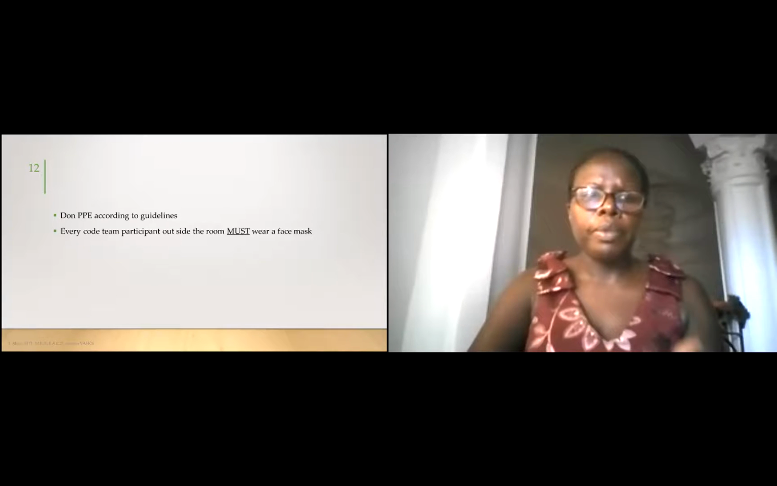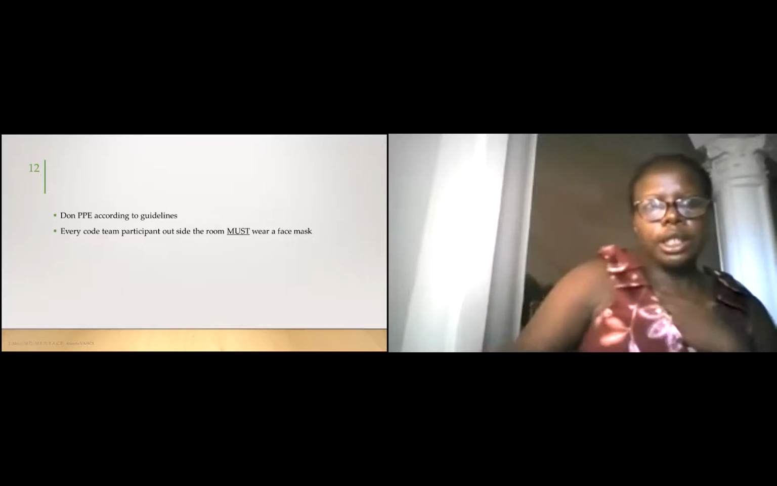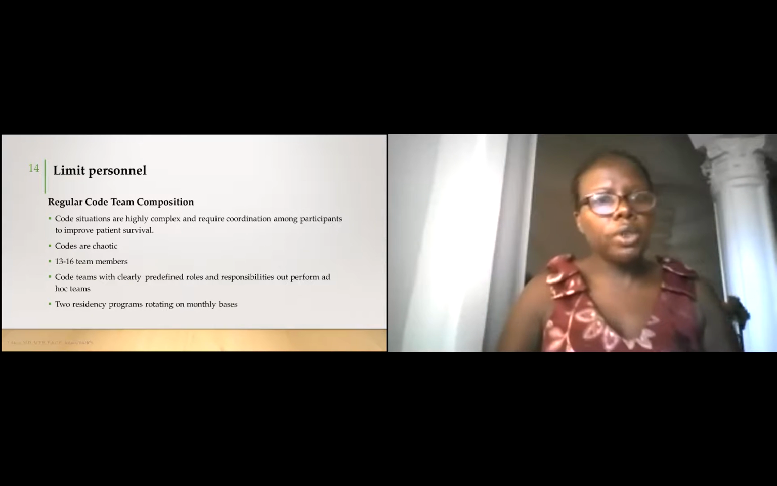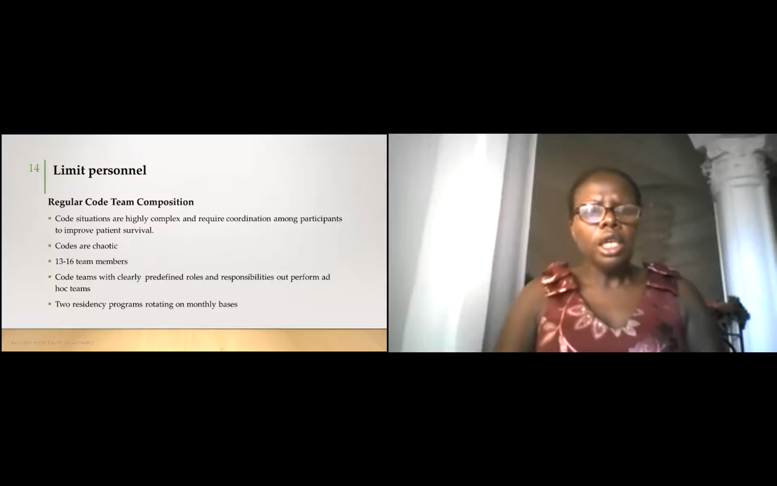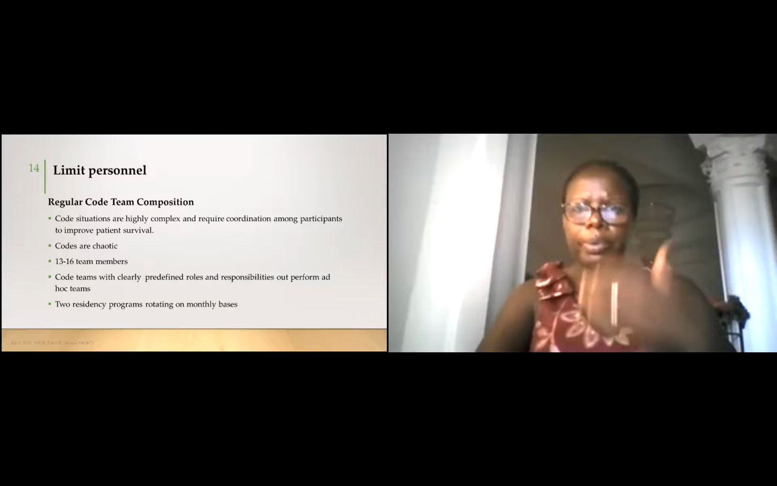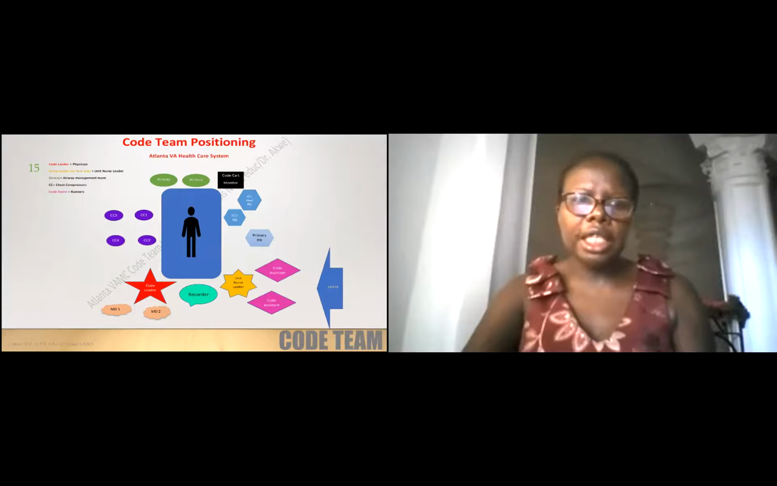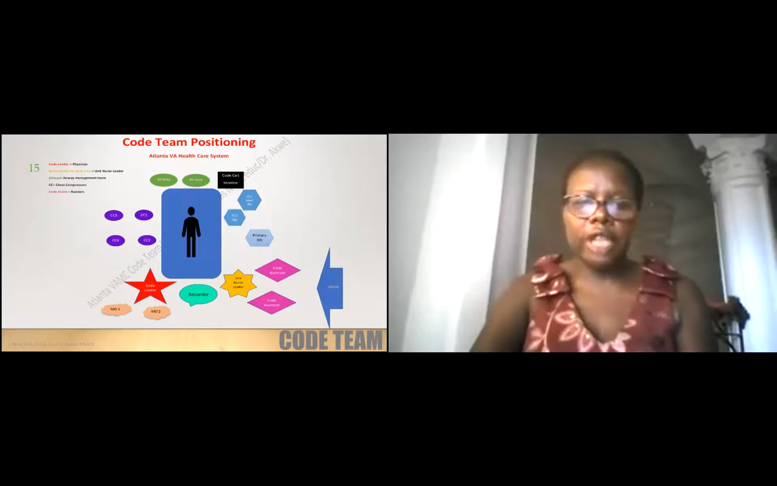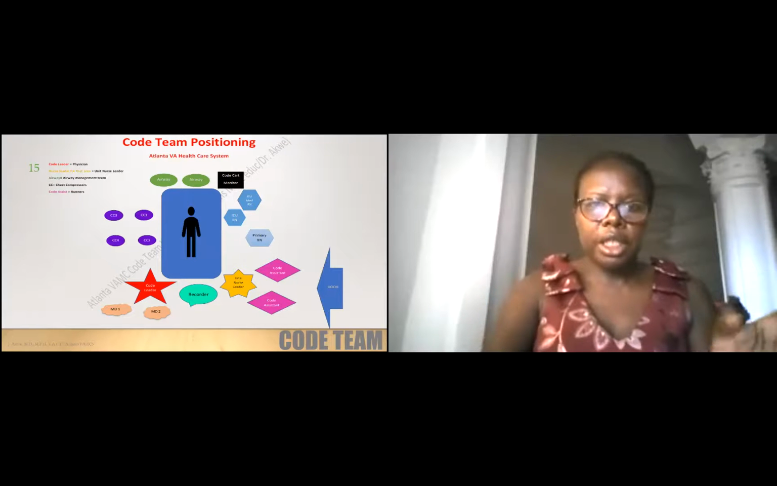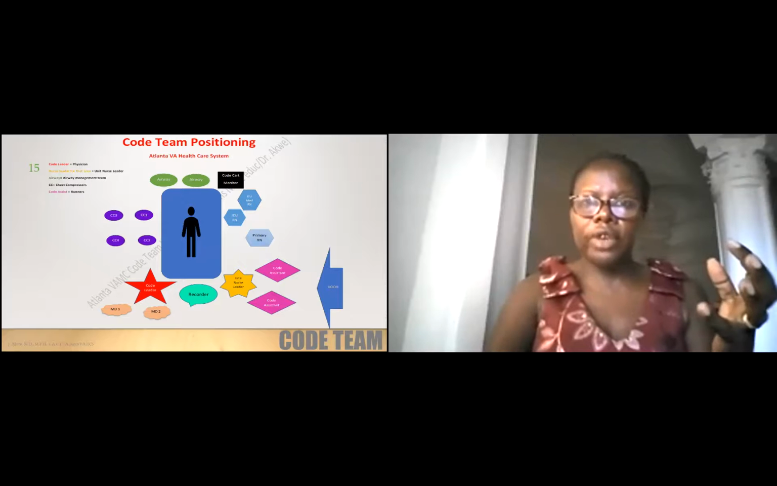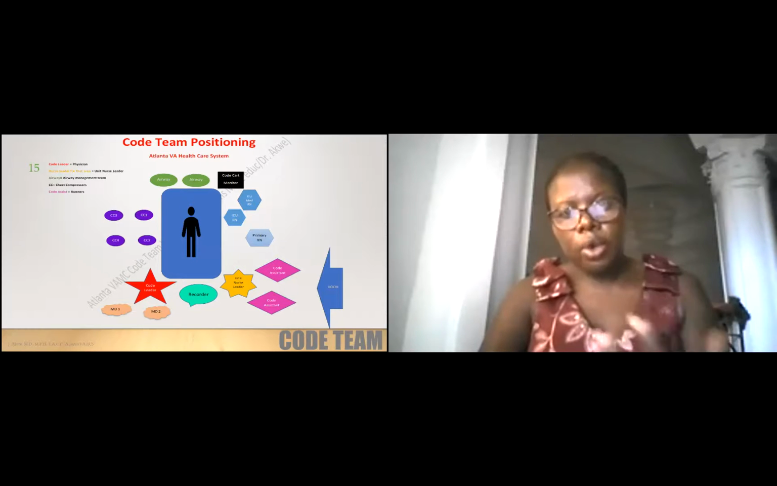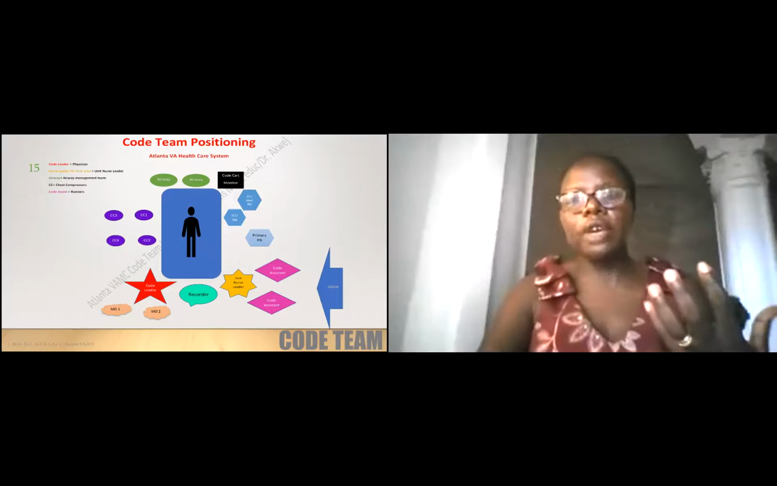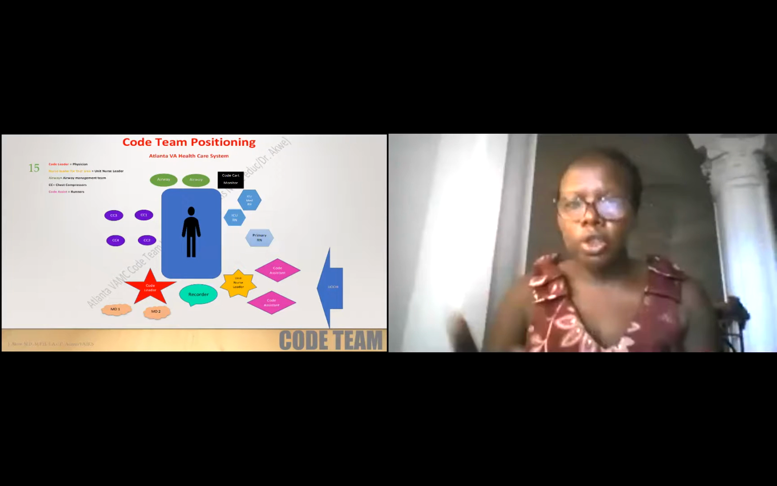And then secondly, we want to limit personnel that is in the room during a code. And how do we do this? I will show you what we have. So prior to COVID-19, our code teams were composed of almost 16 people, as you can see in this diagram. This is the patient, and these are different people during the code. You need to have a code leader, you have a recorder, a nurse leader, you have the primary nurse. It's a whole bunch of people.